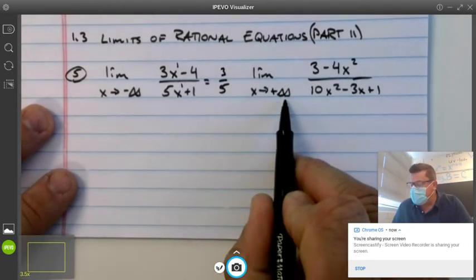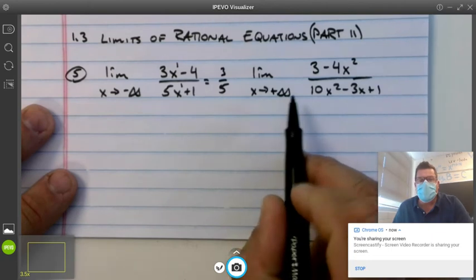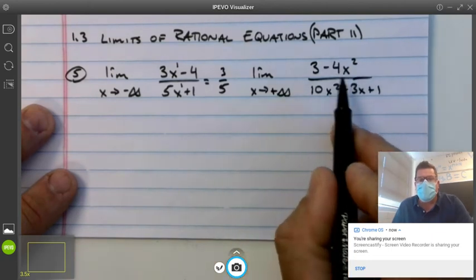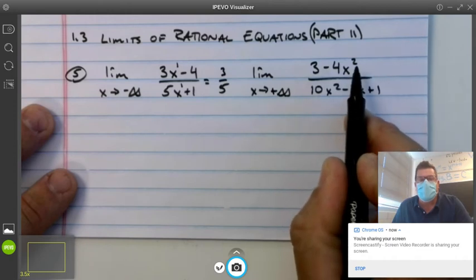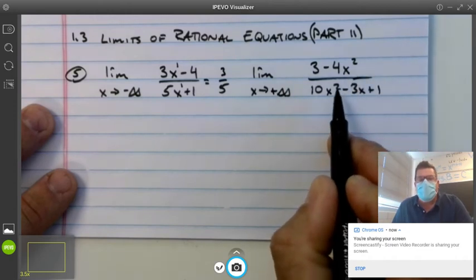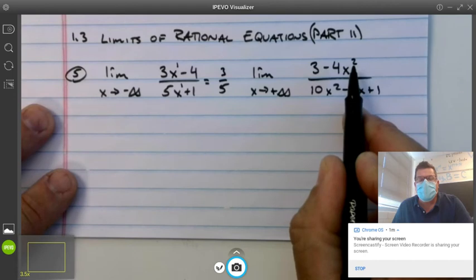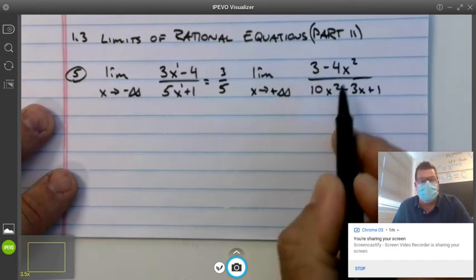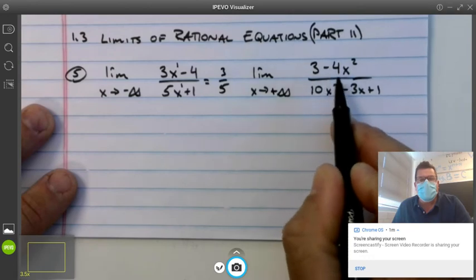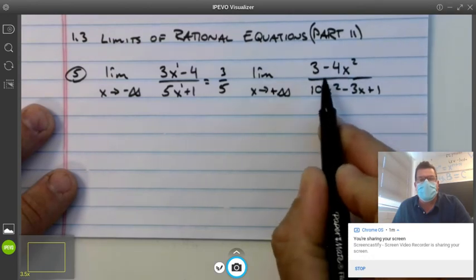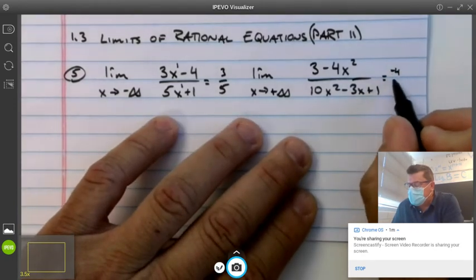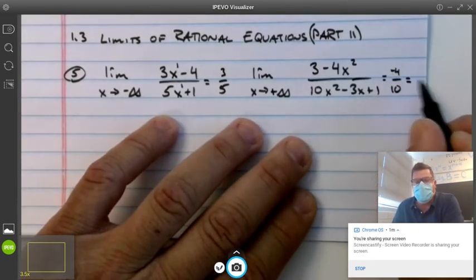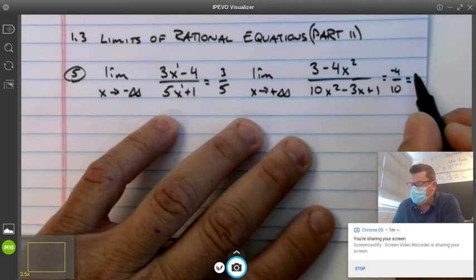This one, as x approaches infinity, remember the lead coefficient is the coefficient in front of the highest power of x. When the power of x, the exponent, is the same on the top and the bottom, when the degrees are the same, then you get to peel off the coefficient in front of those. And this one goes to -4/10, which has to be reduced to -2/5.